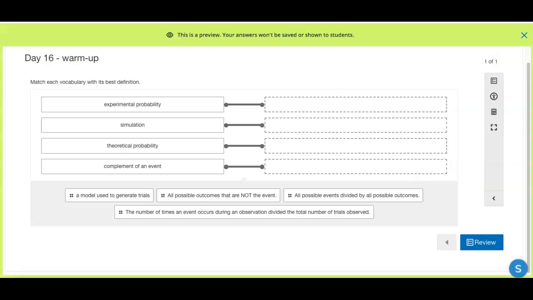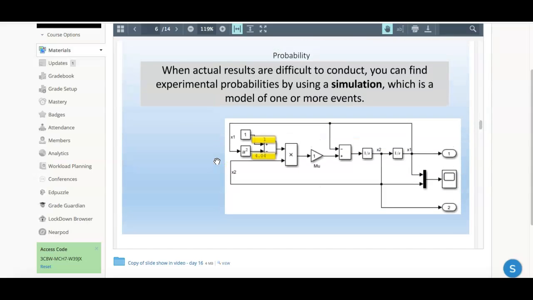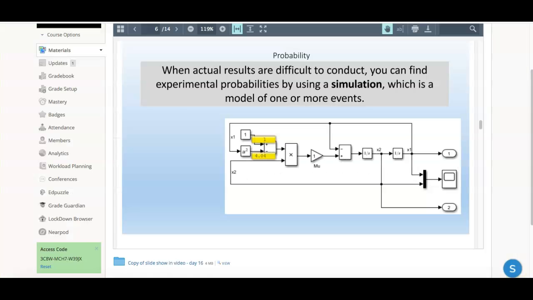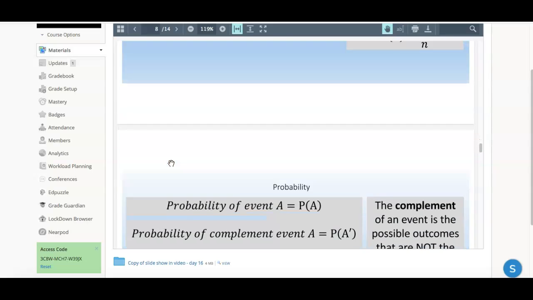All right. Simulation is a model. I think that's right here. We use that because sometimes gathering all the data is too expensive or it takes too long. All right, theoretical probability. Oops, I think I passed by it there.